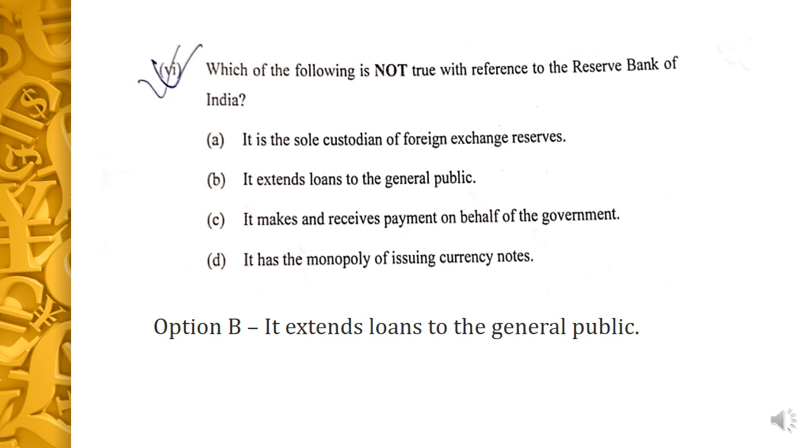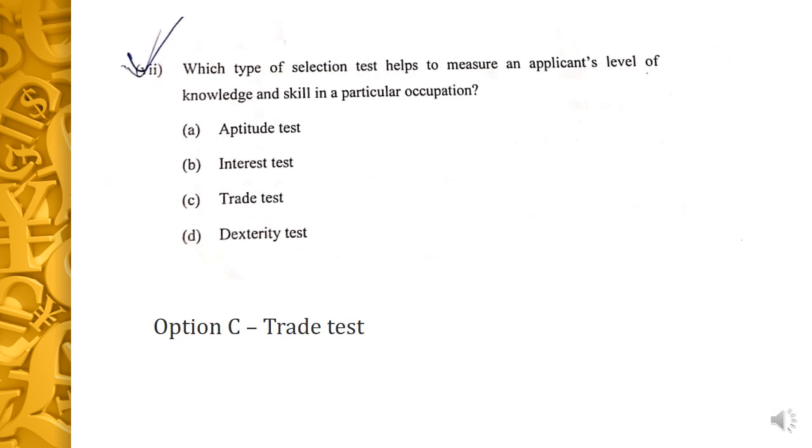Over here, all options are correct except option B, because commercial banks lend loans to the general public, whereas RBI is the banker to the banks as well as to the government. Here the answer will be trade test. Again, this is exactly copied from the book.